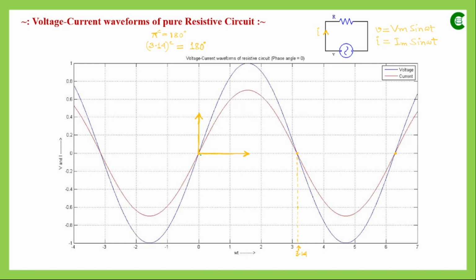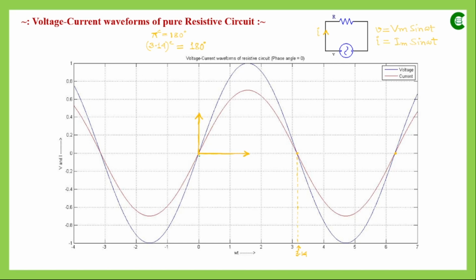Now here, this is the point where the voltage has the minimum value, or you can say voltage was just started, omega t was 0. Here these yellow lines basically represent the x-axis and y-axis, and this is the cross section of the origin. So where the omega t value is 0, the value of that voltage is also 0, and the value of the current signal is also 0 here.